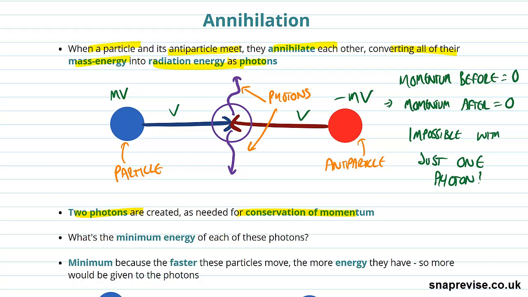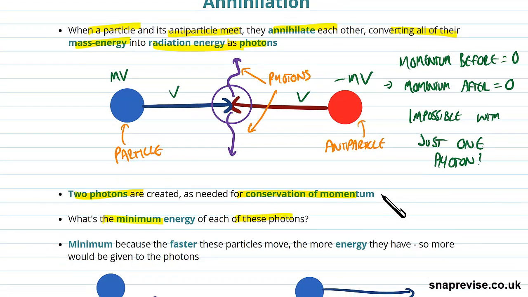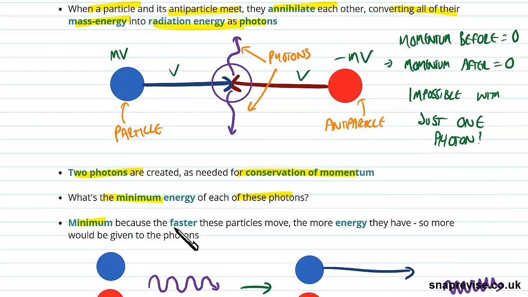So now we know that we basically produce two photons. How do we find the minimum energy of each of these photons? Now, why do I say minimum? Well, it's minimum because the faster those particles move, the more energy they have. As I say, if this particle was travelling at twice this velocity here, it's going to have more energy. And so having more energy means that there's going to be more energy given to the photons.